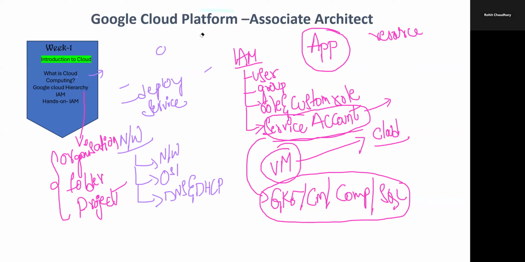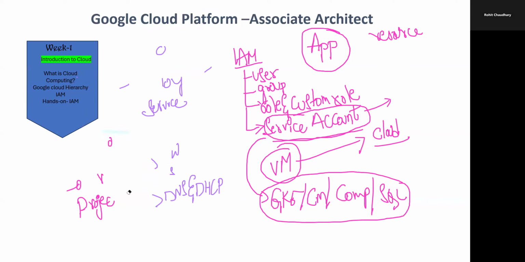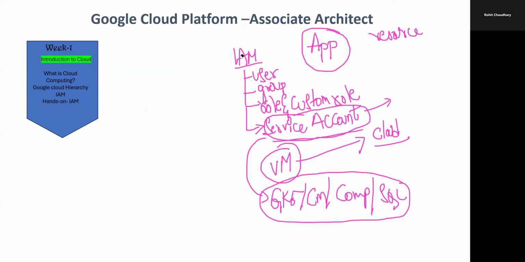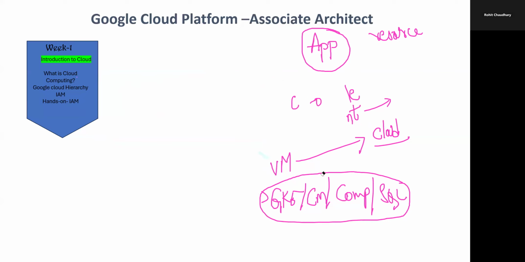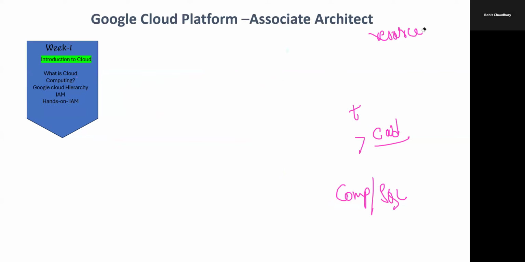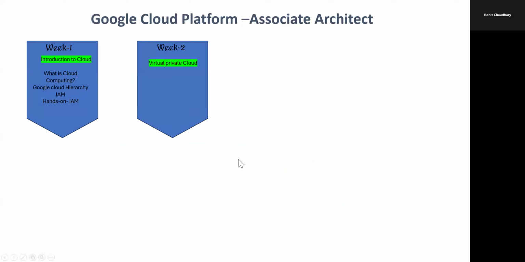Now in the second week, we are going to discuss networking. The second week and third week, we are going to discuss entirely networking. So what exactly will you have in networking? In week two, virtual private cloud: what do you mean by a virtual private cloud, what do you mean by a subnet, what do you mean by routes, VPC peering, firewall rules, Cloud NAT, and Cloud DNS? So this is one part of networking.